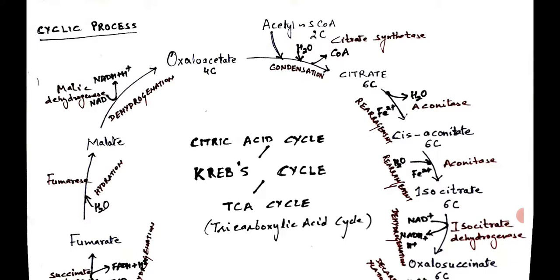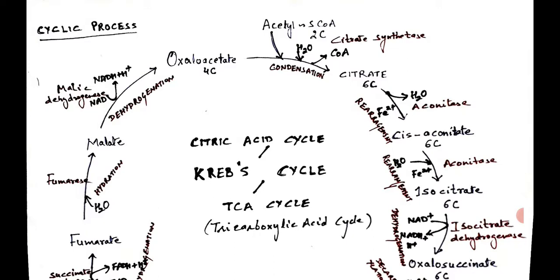So this acetyl-CoA, which is a 2-carbon high energy compound, combines with oxaloacetate, which is a 4-carbon compound. A water molecule is added and a coenzyme is removed, and this is converted into citrate or citric acid, which is a 6-carbon intermediate compound. And the enzyme that catalyzes this condensation reaction is citrate synthetase.